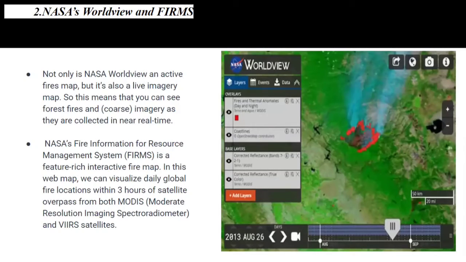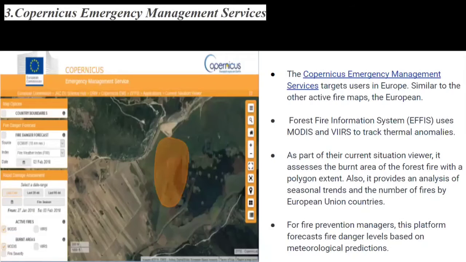Not only does NASA's Worldview show active fire maps, but it's also a live imagery map. So this means that we can see forest fires and imagery as they are collected in near real time. And the second was NASA's Fire Information for Resources Management System, which is known as FIRMS. It is a richer interactive fire map. In this web map, we can visualize daily global fire locations within 3 hours of satellite overpass from both MODIS and VIIRS satellites. Now the third one is the Copernicus Emergency Management Service.